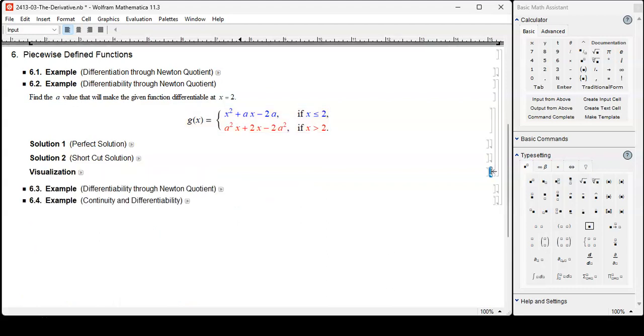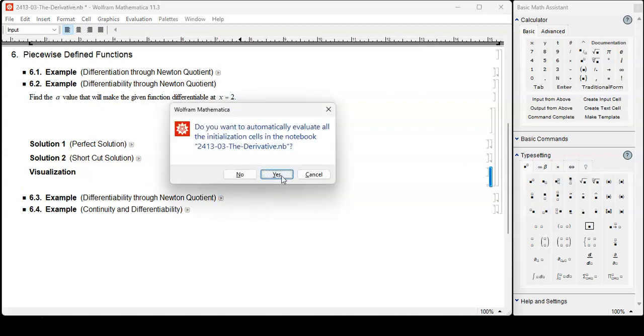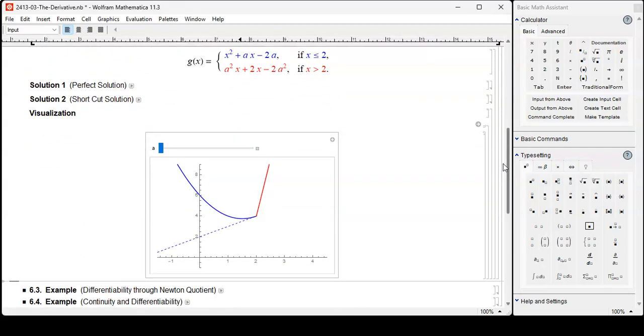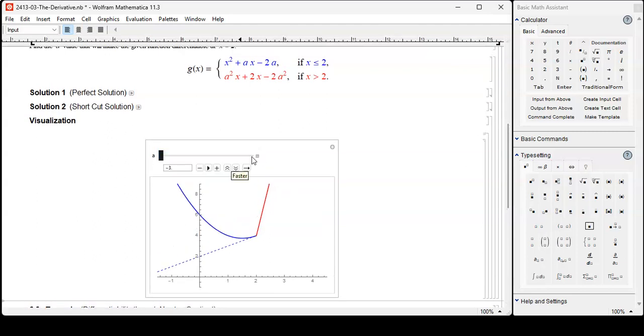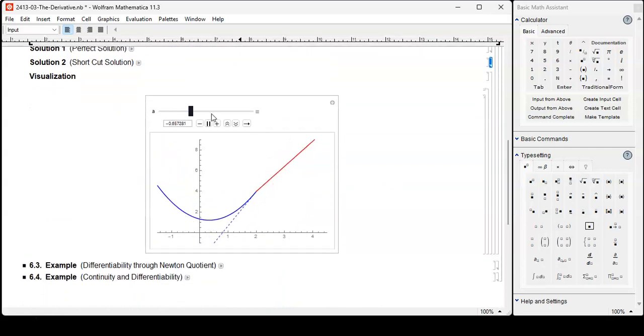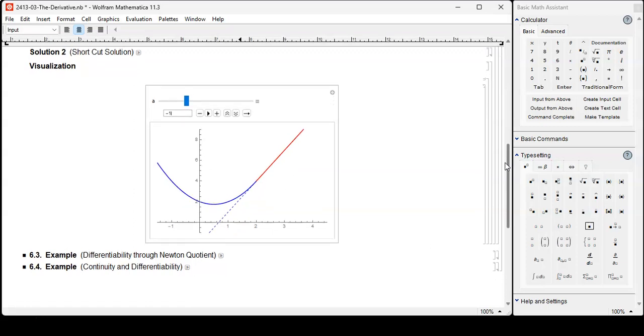By the way, here's a visualization. So, for different a values, apparently we don't have differentiability here. Ooh, what's going on there? Let's see. The solutions are what? -1 or 2. Okay, alright. Let's stop there. X equals -1. Okay, right here, right here.